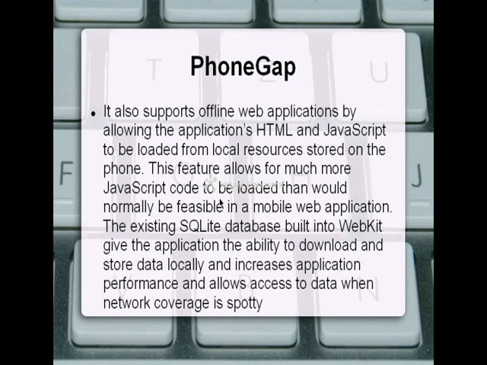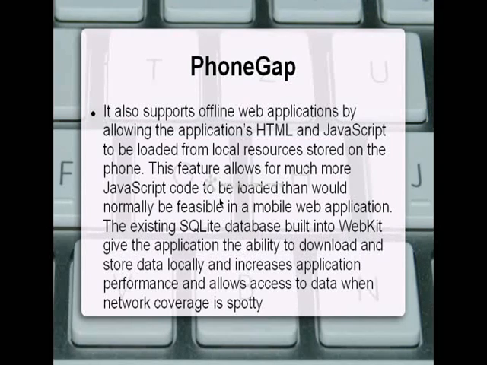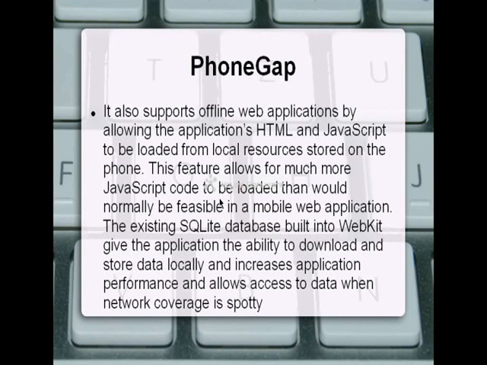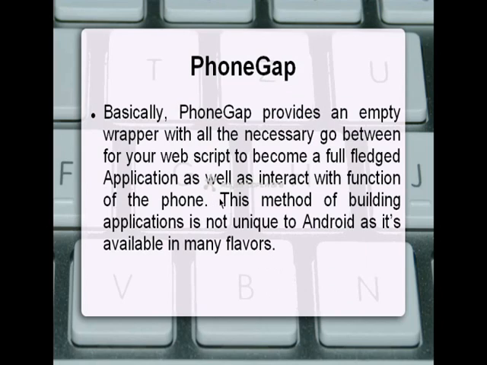PhoneGap injects a JavaScript API into the browser that gives the web application access to the native functions on the phone. It also supports offline web applications by allowing the application's HTML and JavaScript to be loaded from local resources stored on the phone. This feature allows for much more JavaScript code to be loaded than would normally be feasible in a mobile web application. The existing SQLite database built into WebKit gives the application the ability to download and store data locally, increases application performance, and allows access to data when network coverage is spotty.